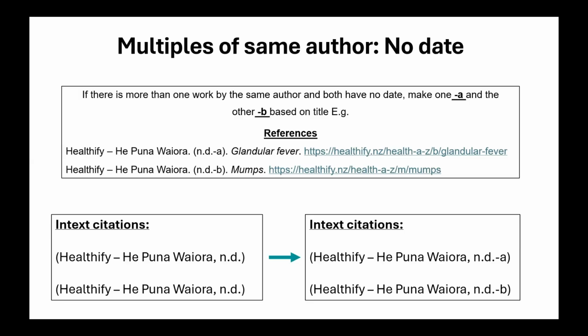Without knowing what came first, this time we will go by alphabetical order. Because G for glandular fever comes before M for mumps in the alphabet, our glandular fever page will become Healthify He Puna Waiora N.D.-A, and the mumps page will become Healthify He Puna Waiora N.D.-B. If we are doing this in our in-text citation, we need to reflect this in our reference list entry.